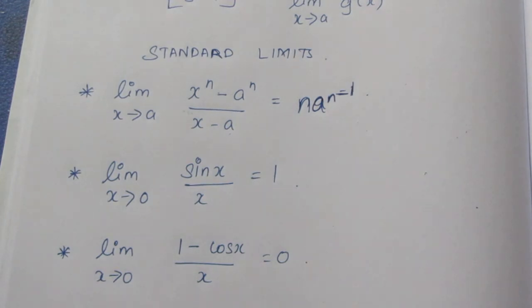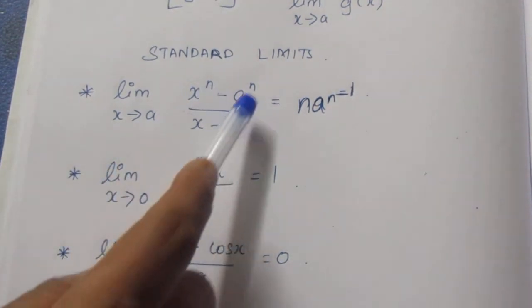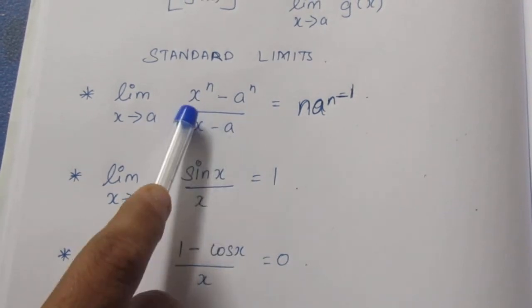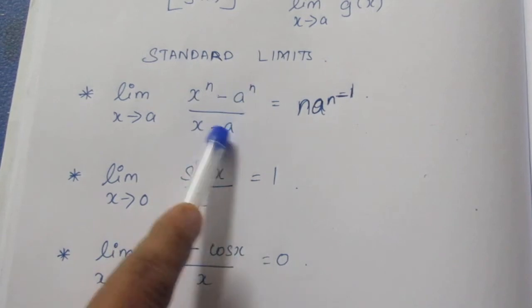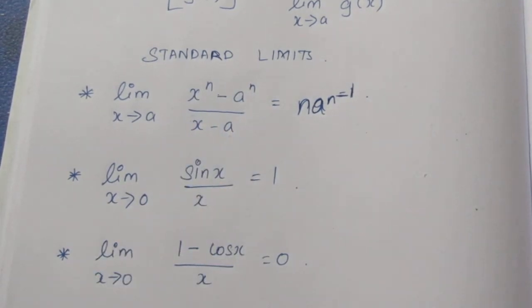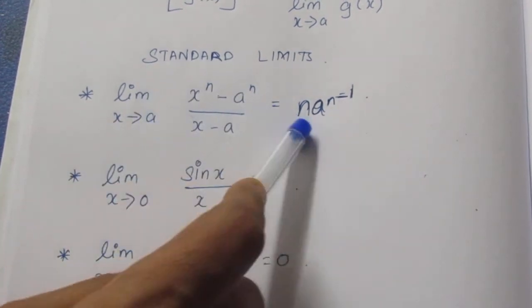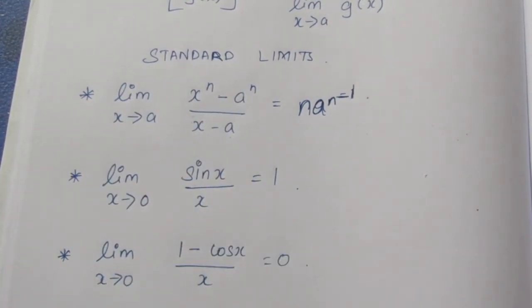The condition should be x power n minus a power n by x minus a. That is, the x value should be in the denominator too. The a value should be in the denominator too. If it's not there, please change it to this form so that you can directly substitute it to n a power n minus 1.